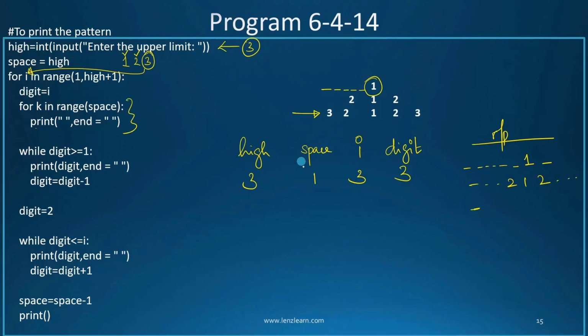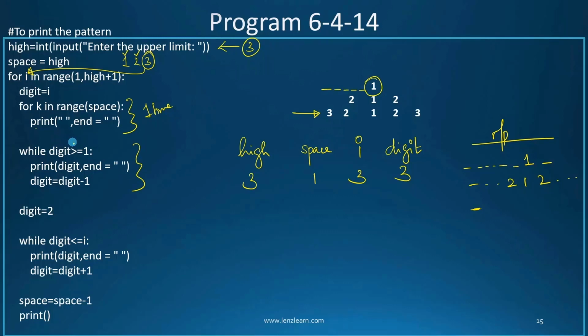Now you see the space will be reduced to 1 because each time I am reducing the space here. So 2 times when the for loop works, the space will reach 1. So now this will work only 1 time. So now we will have only 1 space printed over here. And now we come to this while loop.